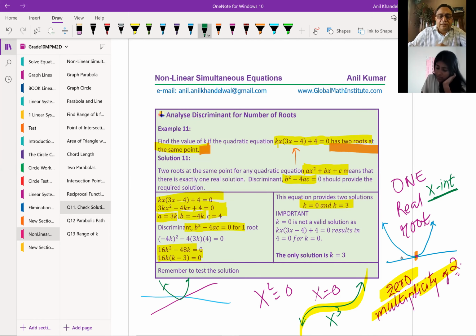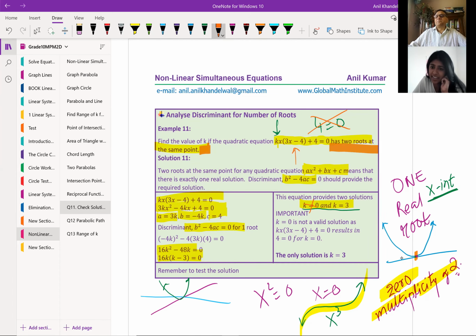So what we discovered here is that we got two answers. One is k equals 0, one is k equals 3. Now, Amy, do you think k equals 0 is the right answer? We got two answers, of course. If I substitute k equals 0 here, then what happens? The whole thing will be 4 equals 0, which is not true, right? That's not correct. So it has to be k equals 3.